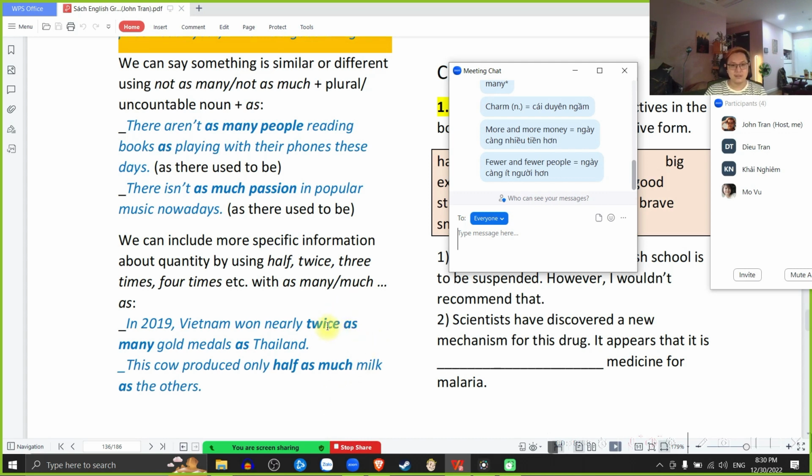Đằng trước cái chữ này thôi. Just put it before. Twice as many gold medals as Thailand. These cows produce only half as much milk as the others. Con bò này, đương nhiên bò cái rồi, sản sinh ra chỉ có một nửa cái số lượng sữa như những con khác thôi. As much milk as the others.